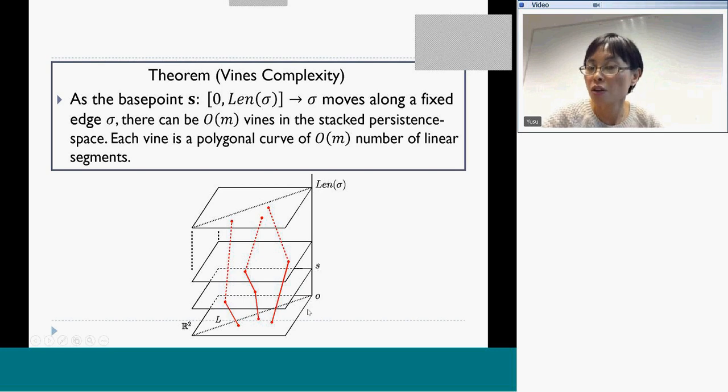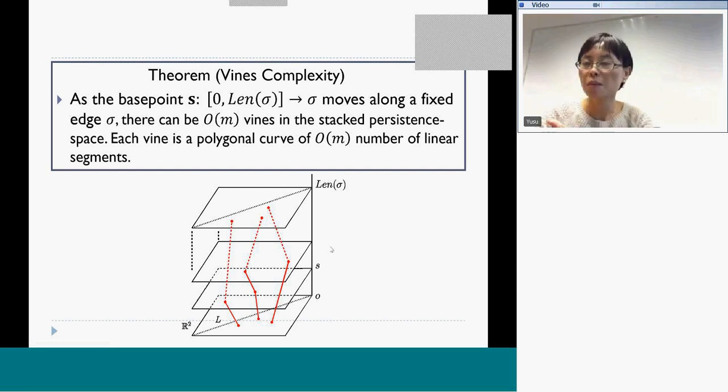So this is the default coordinate. This is the projection of the base point. The horizontal plane shows the birth-death plane, the plane containing the persistence diagram. The persistence points inside each trace out a 1-D curve, and there can only be order of m number of such curves during this course. Each of them is a piecewise linear curve with only order of m segments.